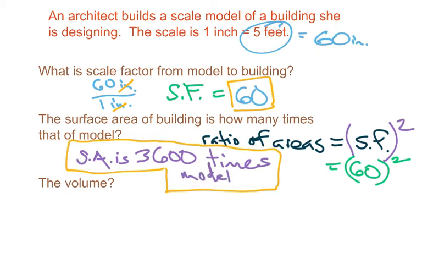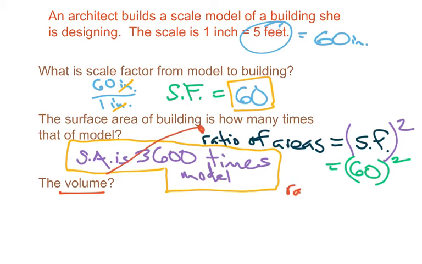That's big, right? Well, you think that's big. What about volume? What about the volume of the building and the volume of the model? Like, let's say I was going to fill the model with sand. How much sand would I need for the building? Well, whatever the amount of sand I needed for the model, I need a lot more for the building. Because remember, the ratio of areas is the scale factor squared.